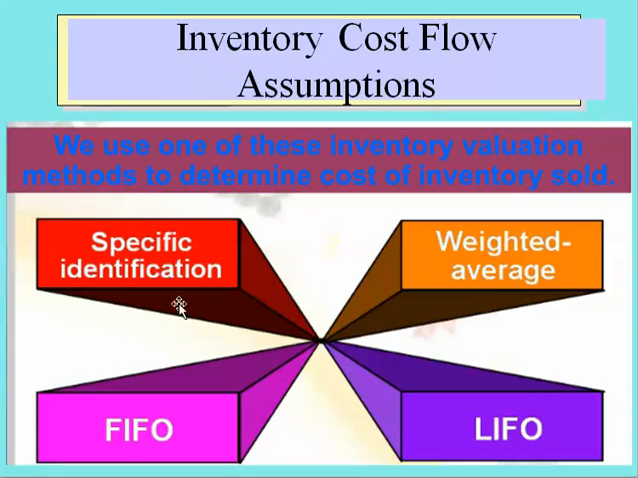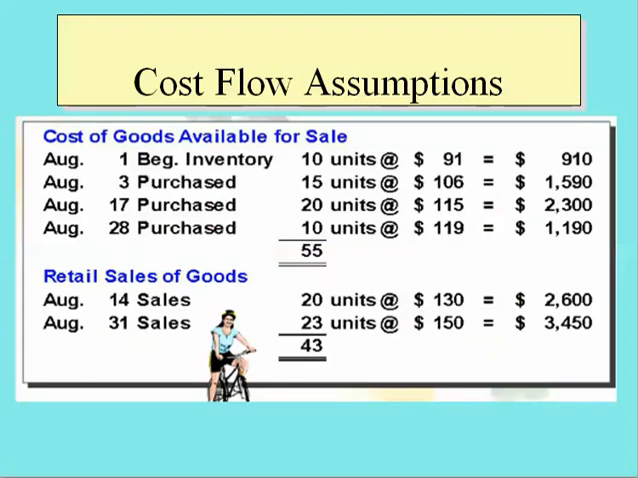There are 4 inventory cost flow assumptions that we can use to account for our inventory. One is called specific identification, the other weighted average, then we have FIFO and LIFO. So let's go ahead and look at those, and we're going to use just a very basic generalized overview of how the systems work here.